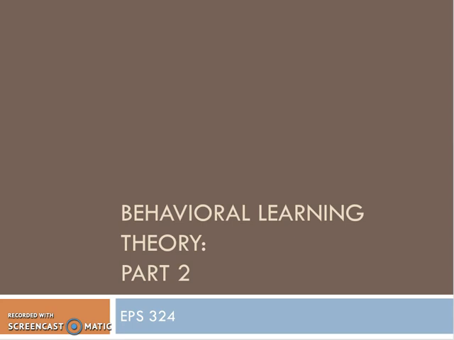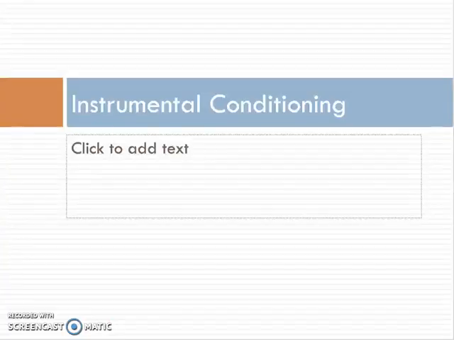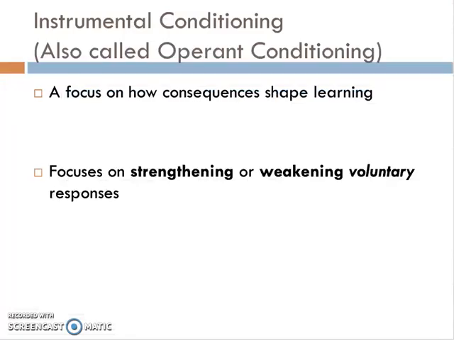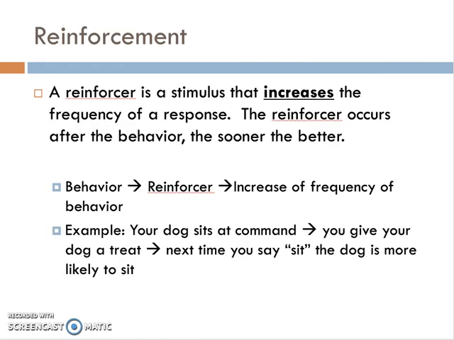Okay, so today we are going to be talking about instrumental conditioning, and this is also sometimes called operant conditioning. And this is looking at how consequences shape learning. This focuses on strengthening or weakening voluntary responses. So remember last class we talked about the difference between voluntary and involuntary responses. So make sure you realize that this is about voluntary responses.